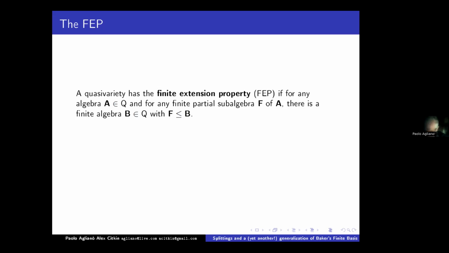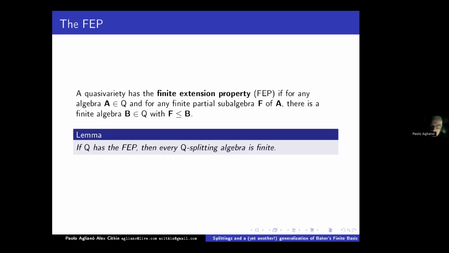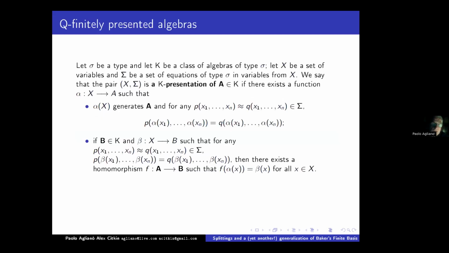So this is a very well-known concept, but the lemma is quite obvious. If Q has the finite extension property, then every Q splitting algebra is finite. So far, nothing really new. Now, we have to be a little bit careful about finite presentations. What is a Q finitely presented algebra?